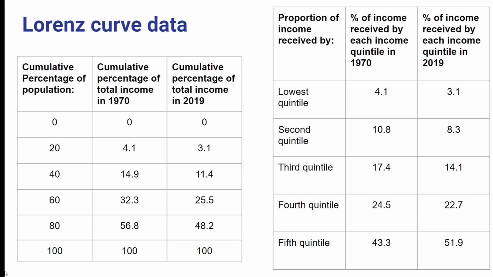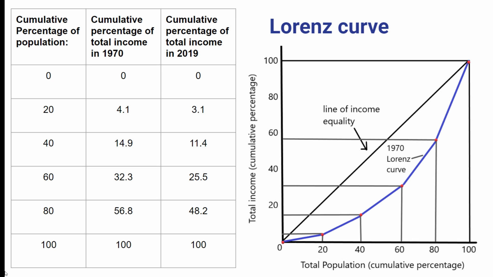What we're going to do now is take that data and use it to construct a Lorenz curve. The Lorenz curve just plots out these points. What's represented here now is the Lorenz curve for 1970. And we know that at the 0 percentile, 0 income is received. So that would be that first red dot on this diagram.